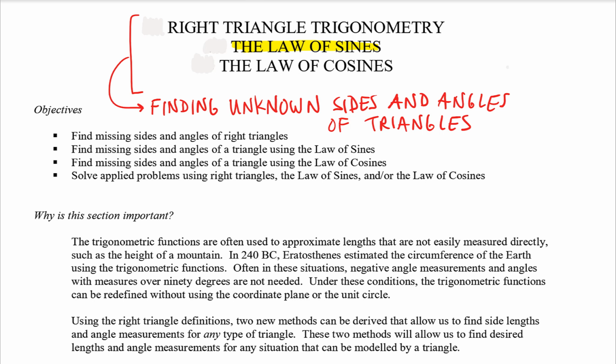Now remember, both of these deal with finding unknown sides and angles of triangles. Both of them allow us to find these missing measurements and ultimately allow us to model real world quantities and problem solve in the real world, which we did quite a few examples of in the right triangle trig, and we'll do several more with the law of sines. So let's go ahead and jump to the law of sines.